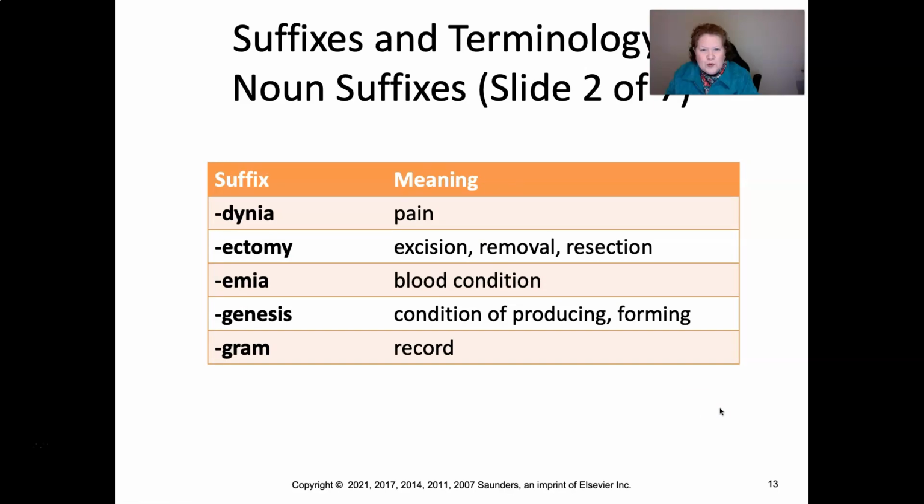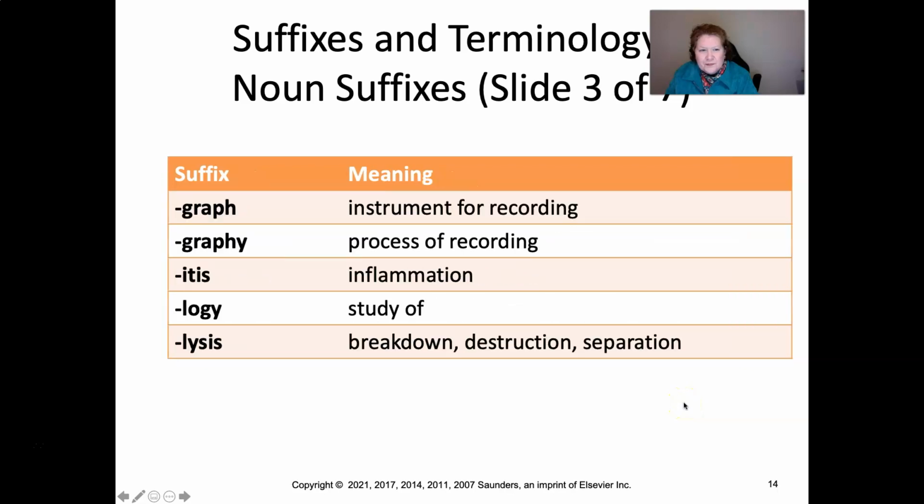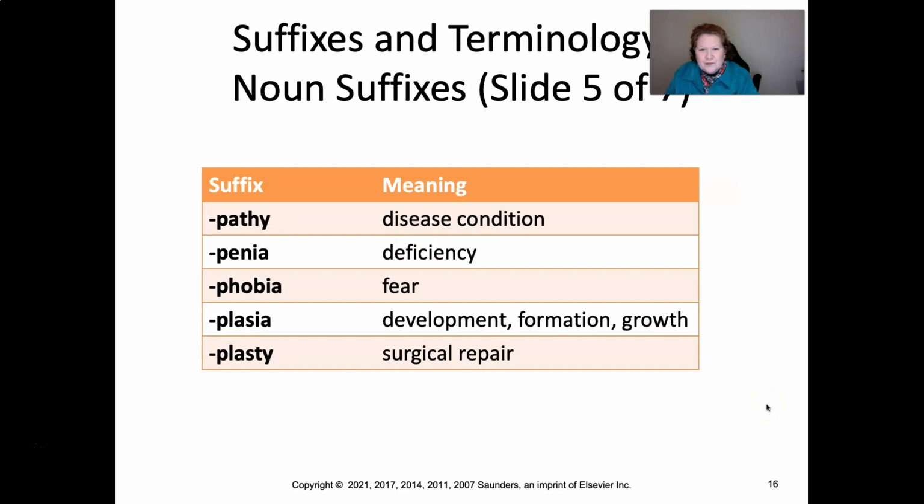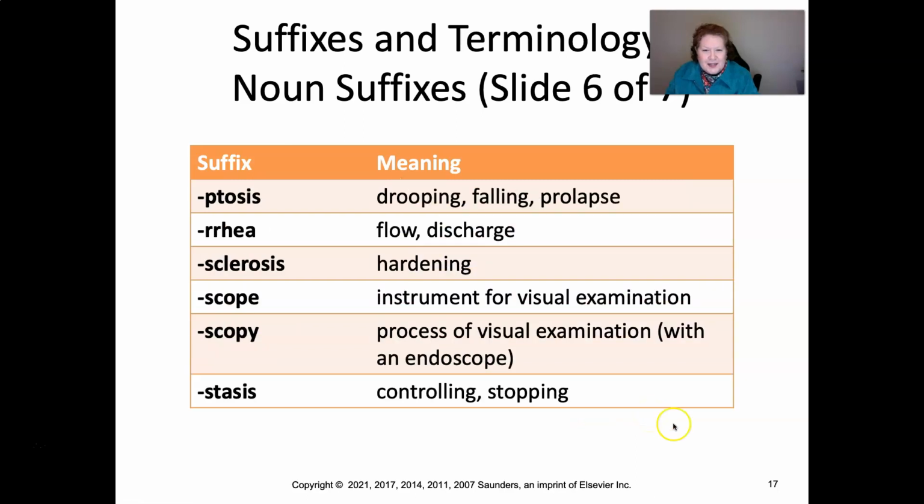And here are more suffixes. And you have still more. And more. Only up to the letter P, I'm afraid, in the alphabet. And S usually has quite a few.